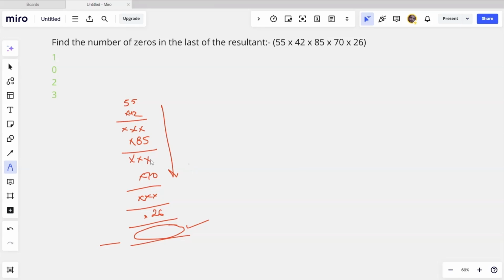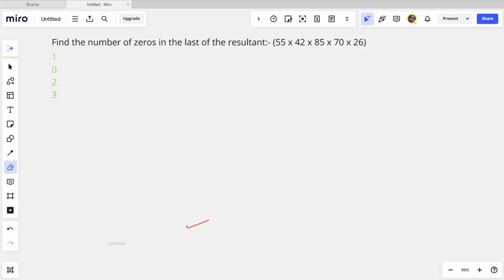Okay, so we have to find another approach to solve these types of questions very easily and in very little time. Okay, so let me tell you. Let's observe one thing. What is 0? 0 is nothing but 5 into 2, which is 10.